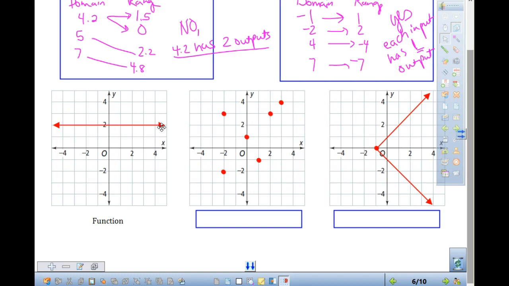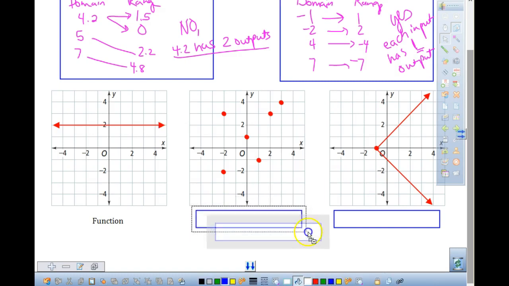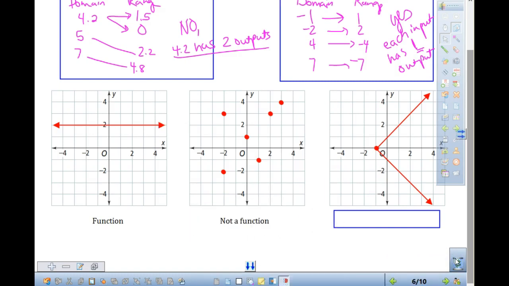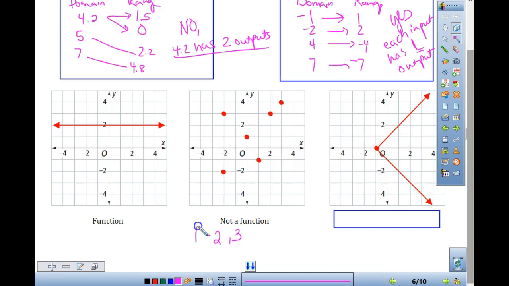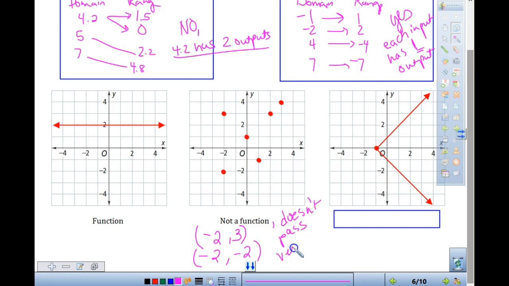If we look at this one, is it a function? No. And our reason for it not being a function is at -2, we have -2 with 3, right? And you have an input of -2 with -2. That makes it not a function, because -2 has 2 outputs. The other thing I would take, it does not pass the vertical line test. If you didn't put down a reason, please put one.